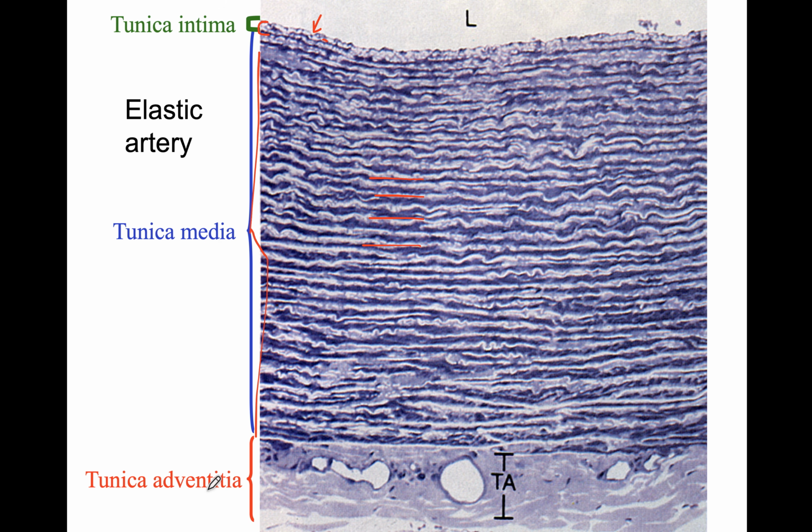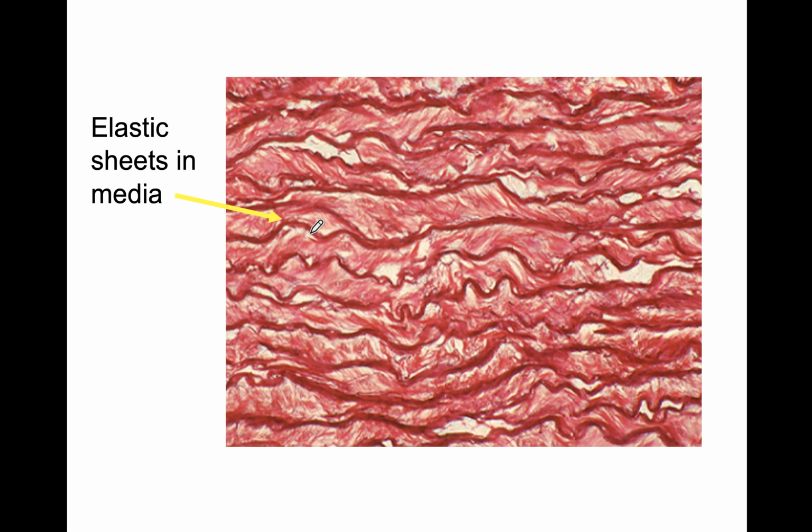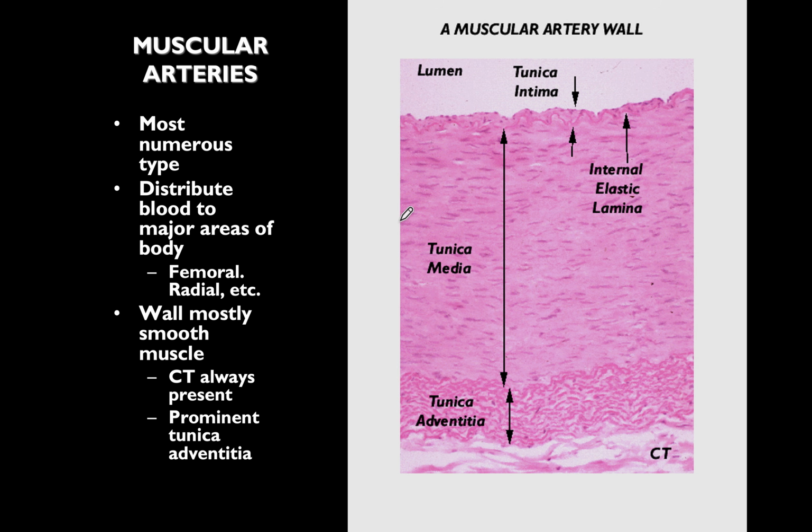If we increase the magnification for this area here, for example, we can see all we have here is the elastic sheath, and there are no smooth muscles. The second type is the muscular arteries, which are the most numerous and distribute blood to the major organs, for example, femoral, radial, axillary. All of these are muscular.